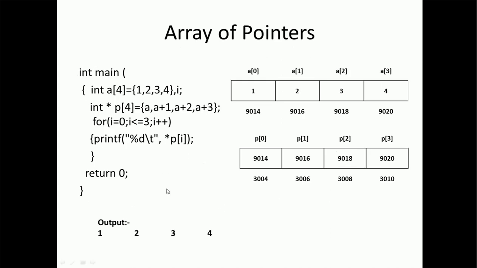Here is one more program for array of pointers. There is one array of integers with the maximum number of elements 4, and the elements are 1, 2, 3 and 4. Here is an array of integer type of pointers which is also of size 4, and this array is assigned the values a, a plus 1, a plus 2 and a plus 3. a is actually the address of the first element of array a, a plus 1 is the address of the second element of array a, that is, the address of a[1] is stored in a plus 1.